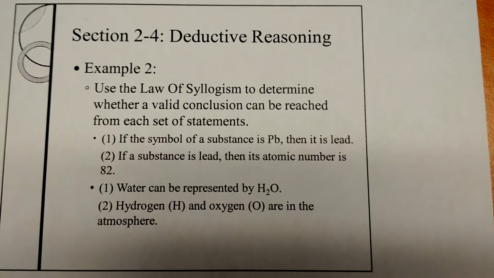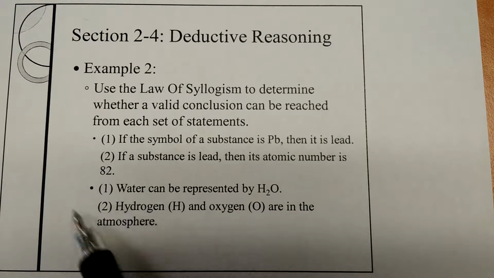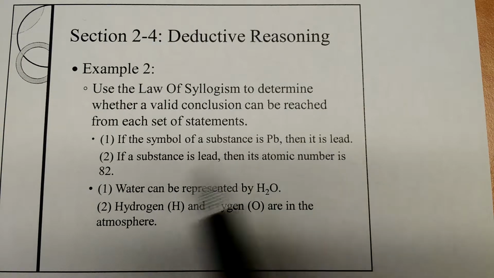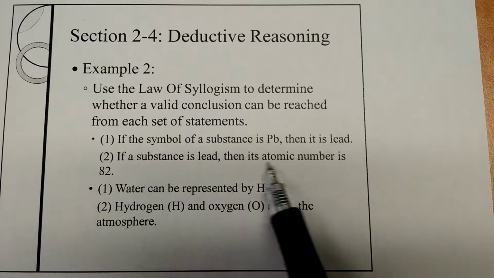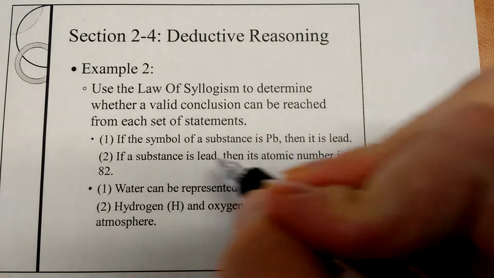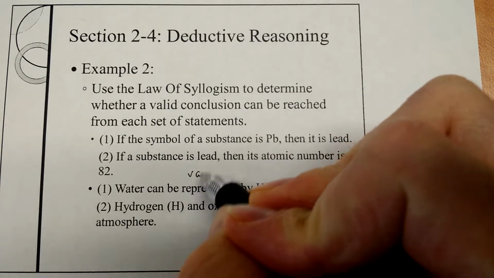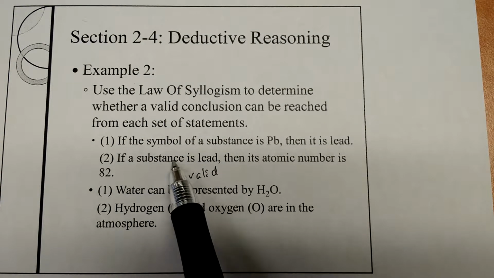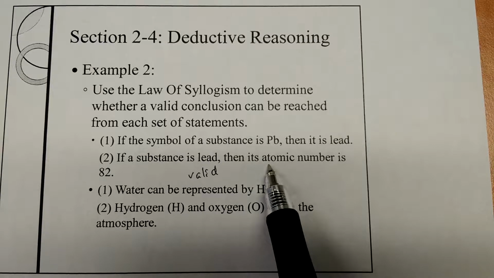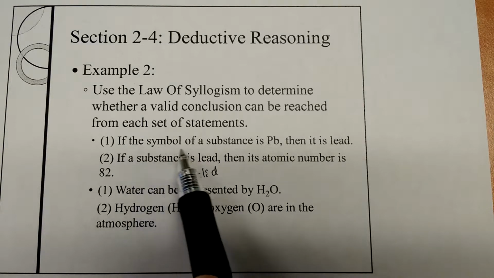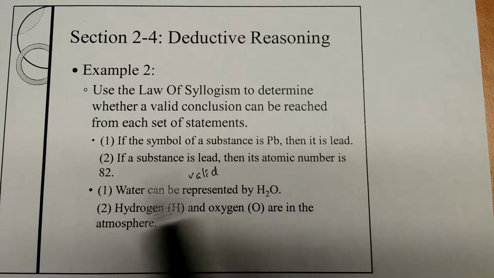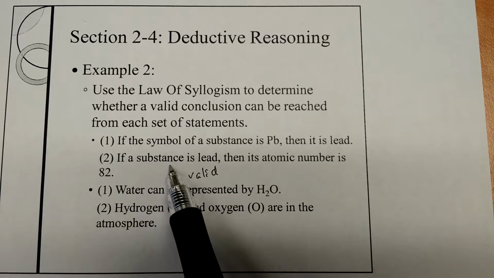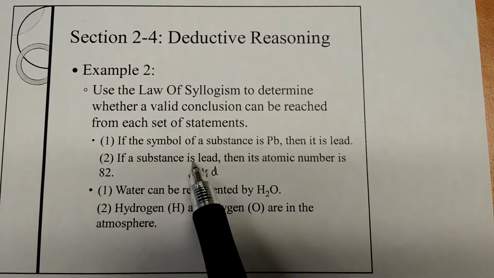So for the law of syllogism, these flow into each other. So you have two examples here. If the symbol of a substance is Pb, then it is lead. If a substance is lead, then its atomic number is 82. So in this case, you can reach a valid conclusion, because the if goes into this then, which then becomes the next if, which leads into another then. So the conclusion would be, if the symbol of a substance is Pb, then its atomic number is 82. So you can kind of ignore the first then and the second if because they match up. It is lead, it is lead.